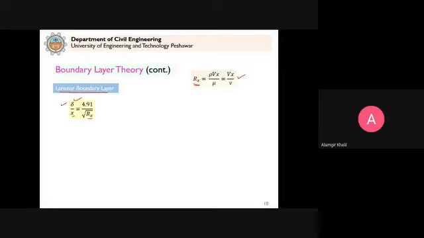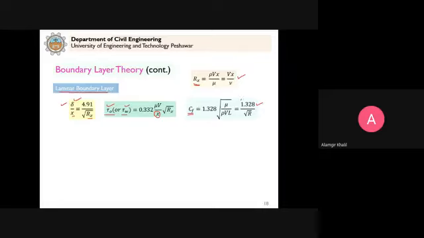Similarly, if we want to calculate the shear stress, that is denoted by tau naught or tau w, the wall shear stress, or tau naught. So it is given by this equation here. You see the shear stress is inversely proportional to x, and as x increases, the shear stress is expected to decrease. Similarly, the friction coefficient that we can calculate for the laminar boundary layer by this equation.